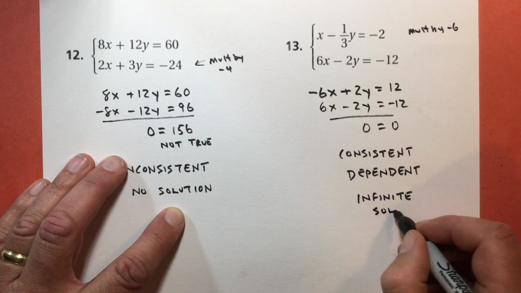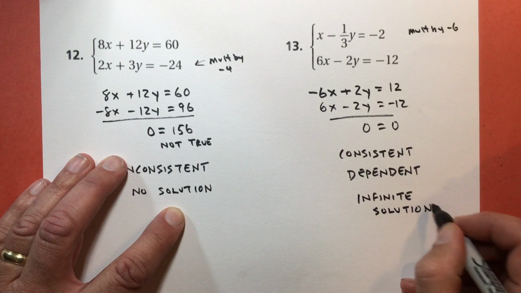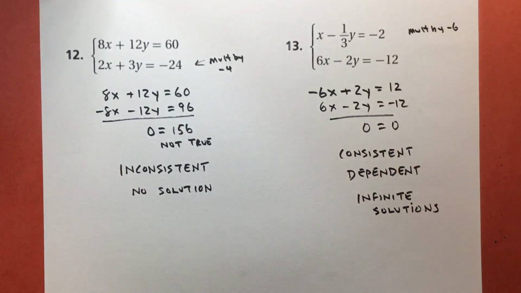Now you're probably wondering, like I am, why didn't Dr. Berger throw in consistent independent? That's because every other problem that we've done, for all the problems that involve substitution and elimination, those were consistent and independent. We just didn't use the vocabulary at that time. Okay, see you in the next video.